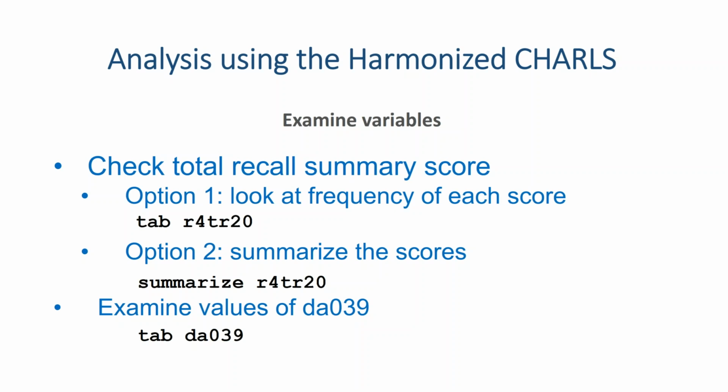Now we're going to actually examine our main variable of interest, so R4TR20, our total word recall summary score. There are a couple ways to look at this variable. We can perform a tabulation or tab to look at the frequency of each score, or we can summarize it to look at a mean and see some very basic descriptive statistics. We're also going to take a look at hearing. Because we expect the self-rated hearing variable in CHARLS to be a categorical variable, we're going to look at it using the tab command. So let's switch back to Stata and take a look.